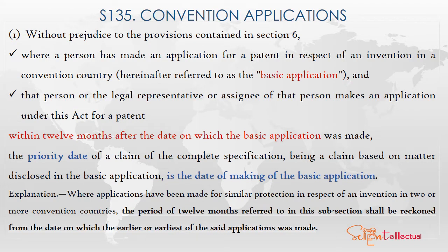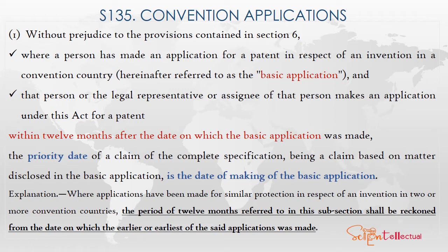Section 135, Convention Applications. Subsection 1. Without prejudice to the provisions contained in Section 6, Section 6 deals with who can be termed as true and first inventor. Where a person has made an application for a patent in respect of an invention in a convention country, that will be termed as basic application. And that person or legal representative or assignee of that person makes an application under this Act for a patent within 12 months after the date of that basic application, the priority date of a claim of the complete specification, being a claim based on subject matter that is disclosed in the basic application, is the date of making the basic application.